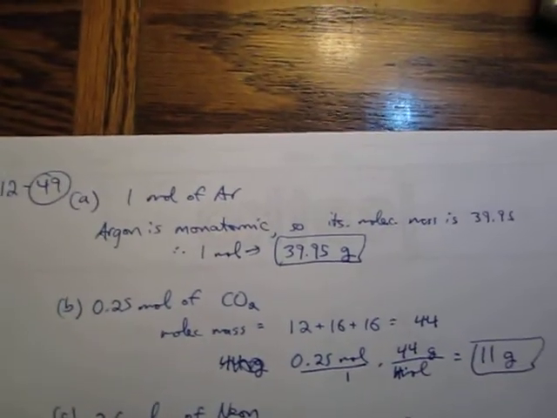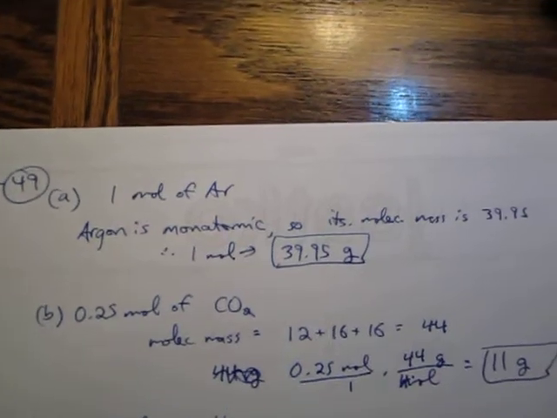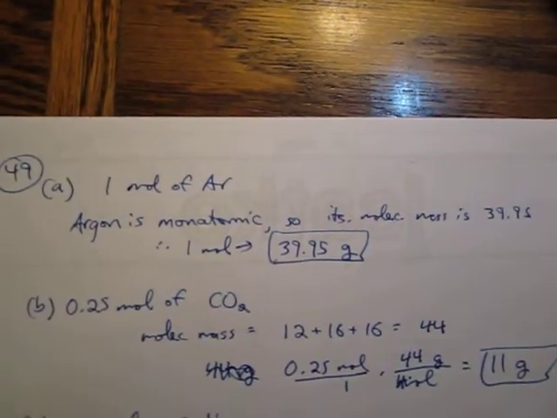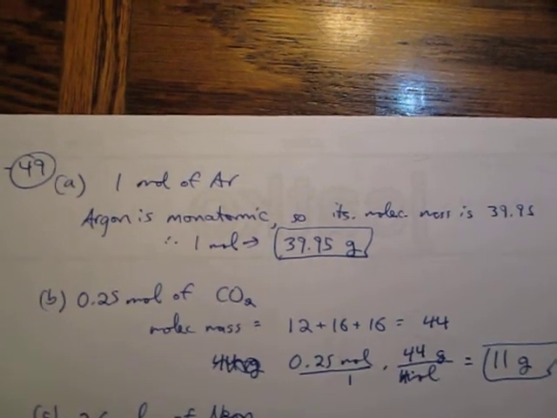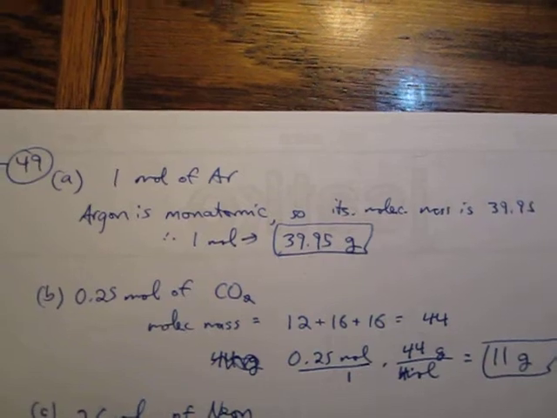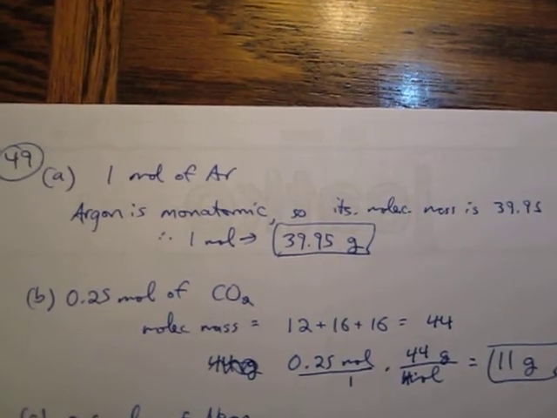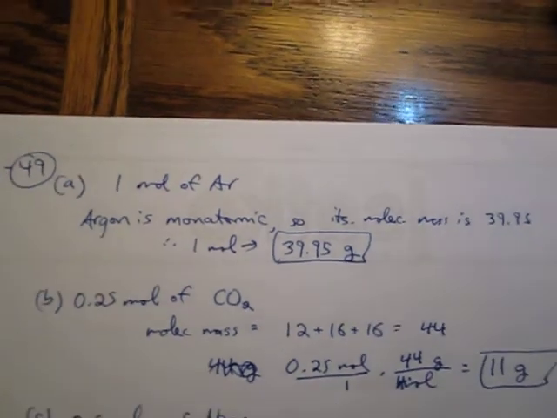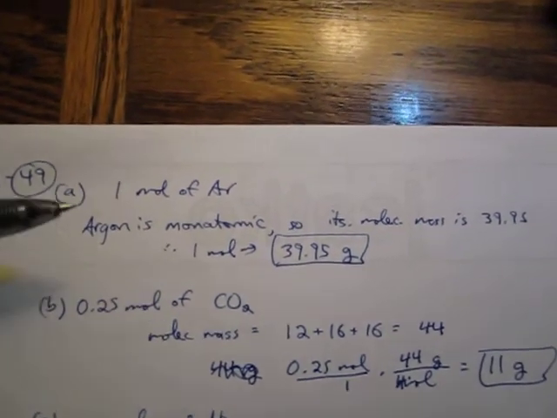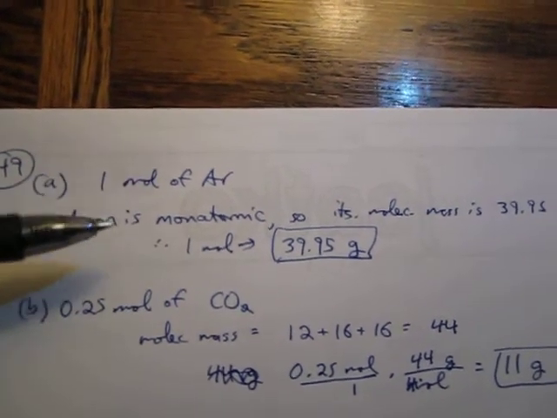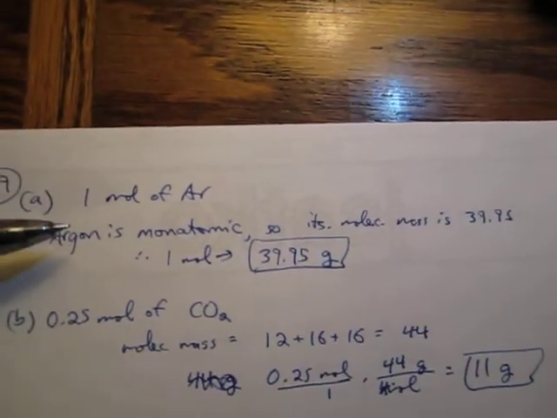Next is number 49. 4 questions. First of all, part A. We're looking at 1 mole of argon. It's important here to know that argon, if you look on a periodic table, is in the right-hand column among the inert gases. So you know that argon does not form into molecules. It's monatomic. So we don't have to worry about having 1, 2, or 3 atoms like we do with H2 or O2 or N2. It's just 1 atom of argon.